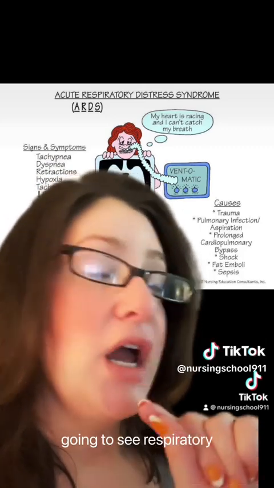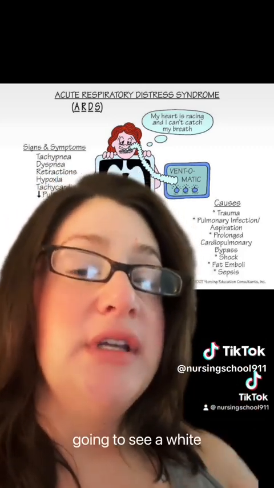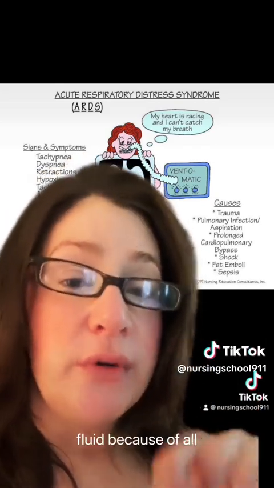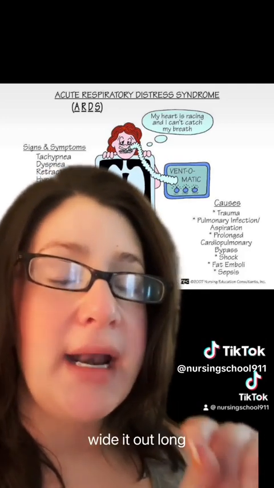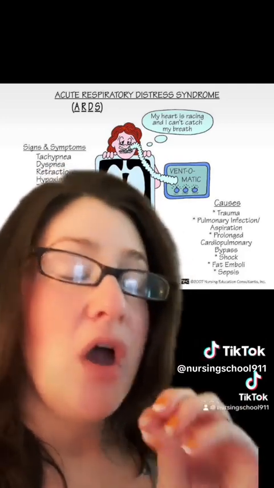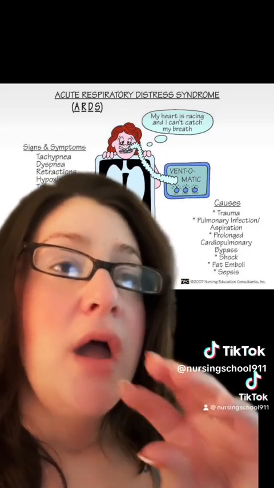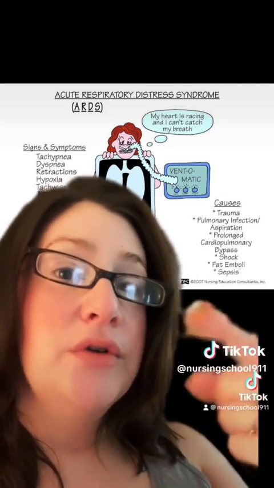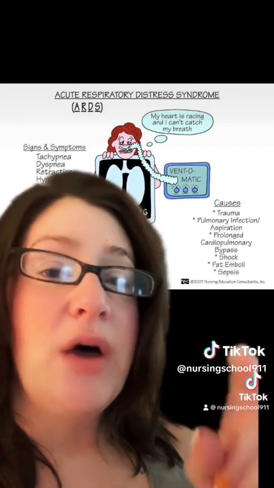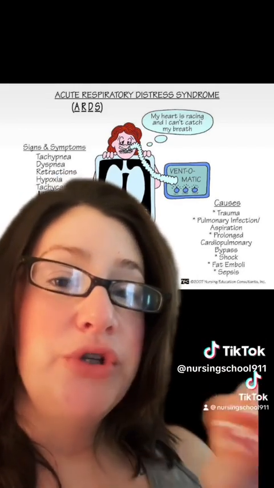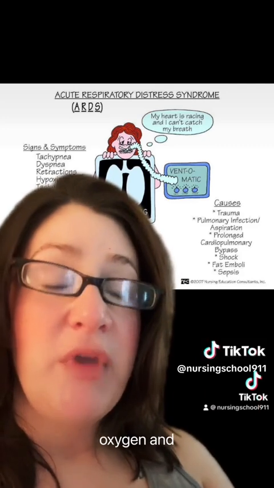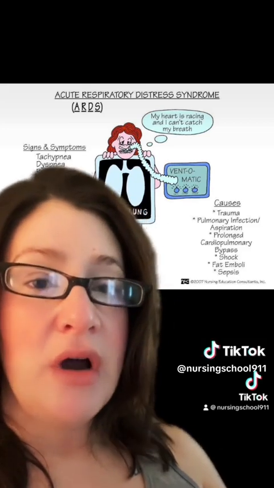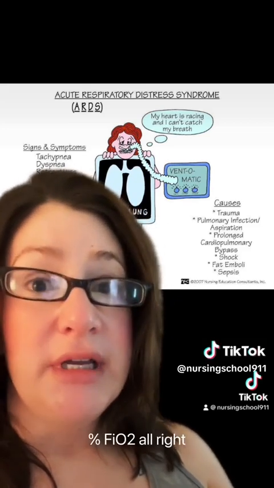We're going to see respiratory acidosis. We're going to see a white lung on x-ray because of so much fluid, because of all the pulmonary edema. So whited out lung on the chest x-ray. We're going to see a very low PaO2 to FiO2 ratio. So that kind of goes back to what I just mentioned about refractory hypoxemia. PaO2 is partial pressure of oxygen, and that's normally 80 to 100. FiO2 is fraction of inspired oxygen. So room air is 21% FiO2.